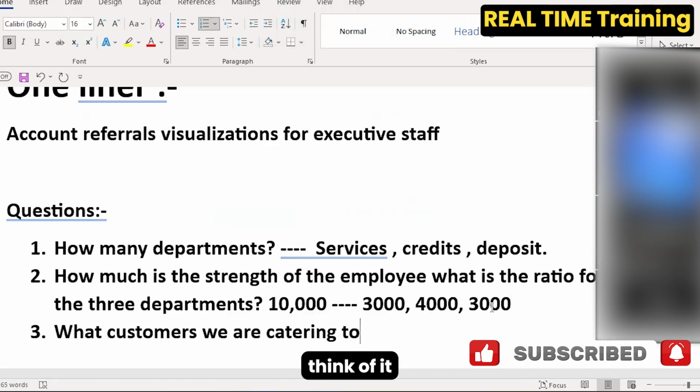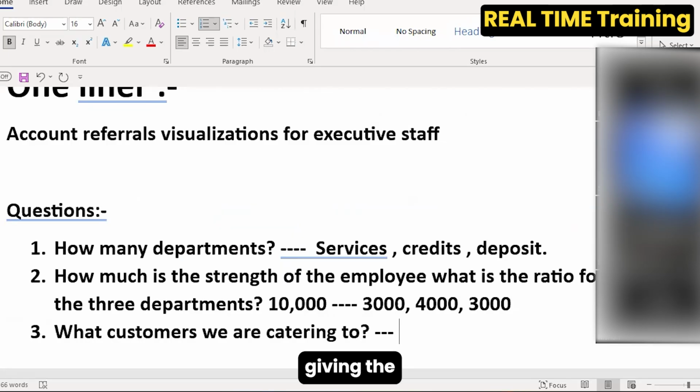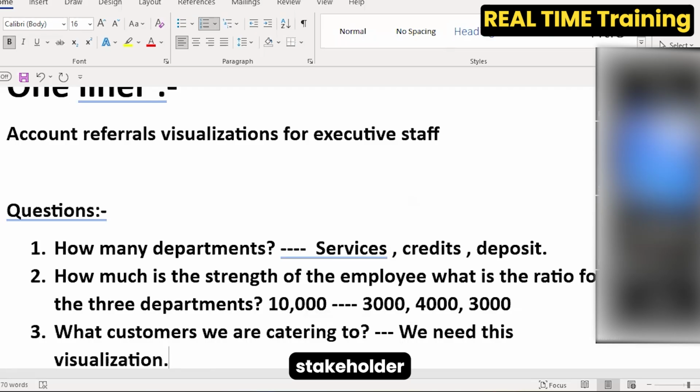So think of it this way: I'm the end user, right? So I'm the high-level stakeholder who's giving you the requirements, right? So yes, we need this visualization for the high-level executive, right? So this is the answer to your question. This is what a high-level stakeholder will say in real time when you ask this question. So this visualization that we are trying to do is for high-level executives to take business decisions.